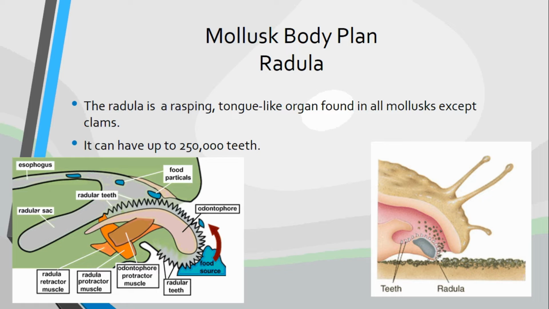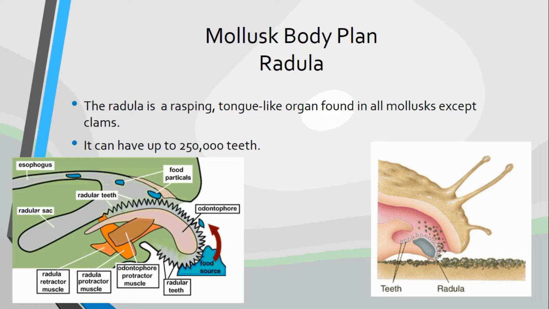That's how they're able to eat the holes in the leaves that we saw in the last lesson. And really, the only mollusks that don't have one of these would be the clams. They're filter feeders, so they do not need this type of feeding structure.